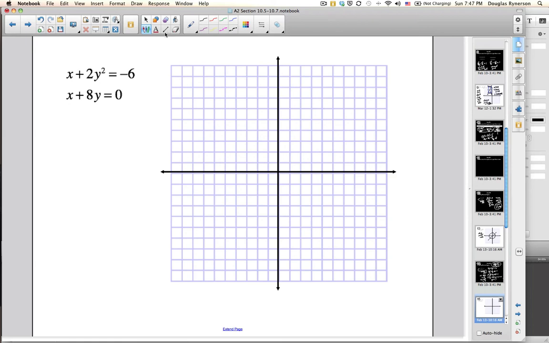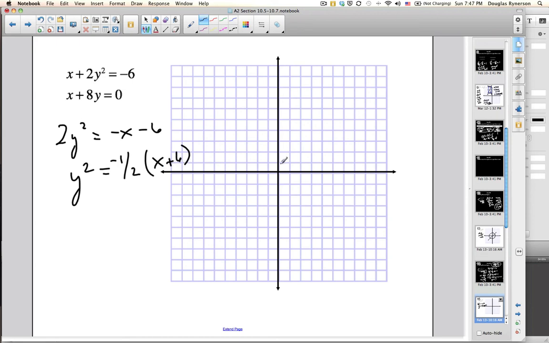Okay, if we wanted to review graphing this situation, I would want to put this into the proper form for my parabola. So I know that 2y squared equals negative x minus 6, and I would want to divide by 2. So y squared would be equal to negative 1/2 times x plus 6. I factored a negative 1 out, and I divided by 2. Now I'm in standard form for a parabola.